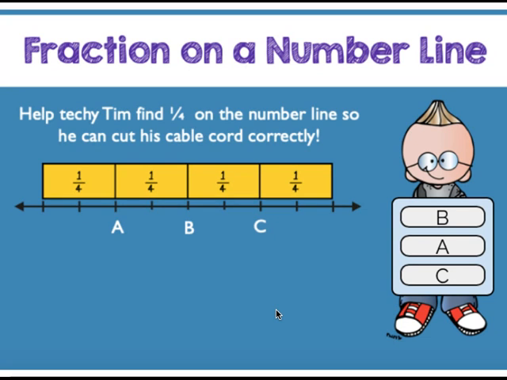Where is 1/4? This might feel easy to you because we did this a lot in the beginning of the week. All right, what is it, Colin? A, B, or C? It is actually C. B is going to give me 1/2. Okay, now what confuses you?